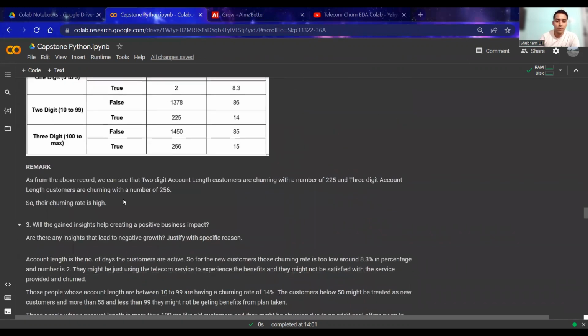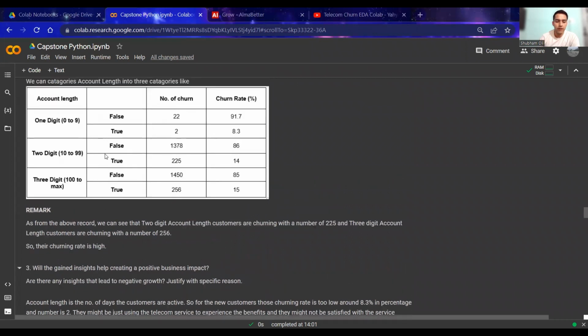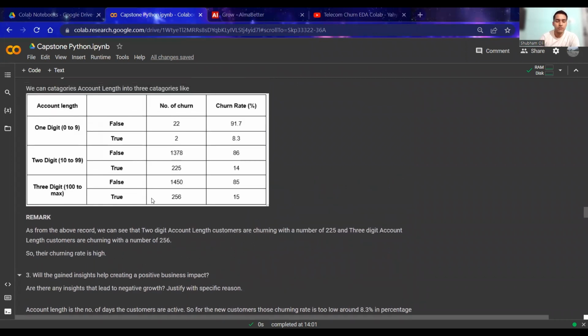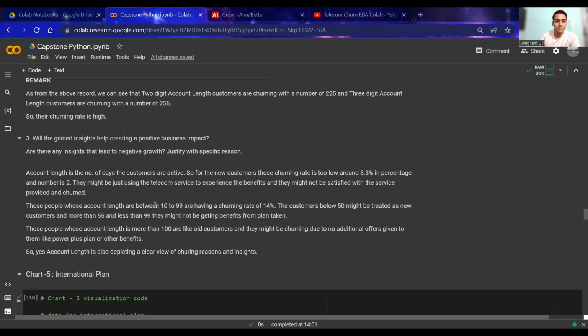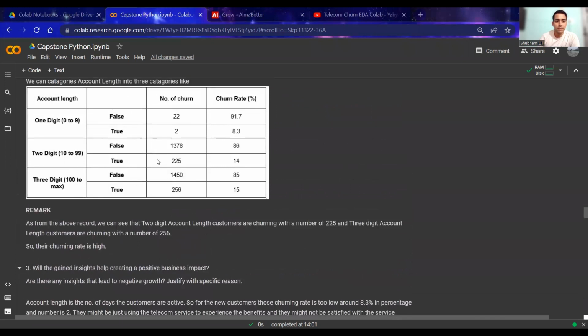Now the insights which we have found from the plots, we have written in this tabular format. All the values are written here, and also the churn percentage. As you can see, for 0 to 9, the 1-digit account length, the churn percentage is 8.3. For 2-digit, it's 14%, and for 3-digit, it's 15%. And these are the counts. From the above record, we can see that 2-digit account length customers are churning with number 225 and 3-digit account length customers are churning with number 256, which is quite high.